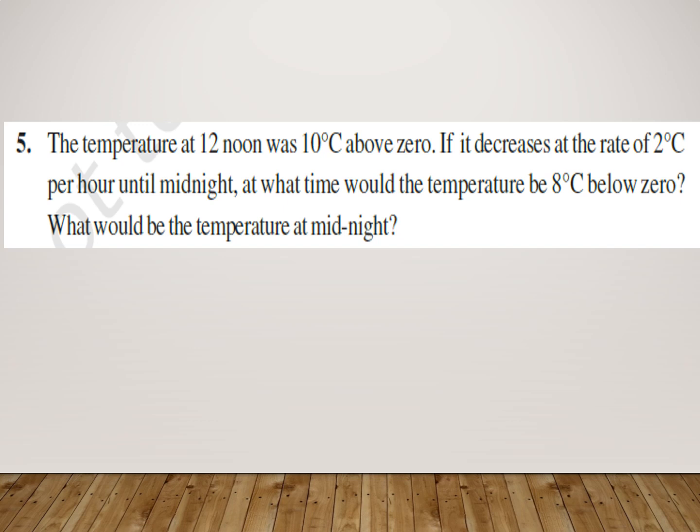So you can understand, it decreases at a rate of 2 degrees Celsius per hour. So every hour temperature is decreasing by 2 degrees Celsius. Okay, until midnight. So midnight means 12 a.m., or in the night. At what time will the temperature be 8 degrees Celsius below 0? So we have to find the time when temperature is 8 degrees Celsius below 0. When it is saying below 0, it means it is minus 8 degrees Celsius. And second is asking what would be the temperature at midnight.